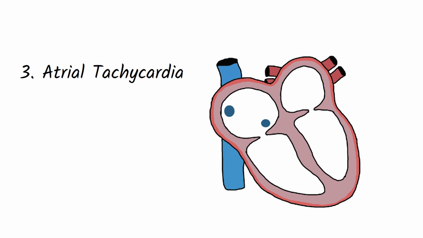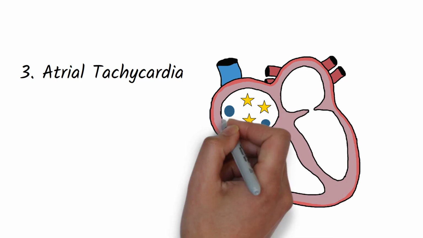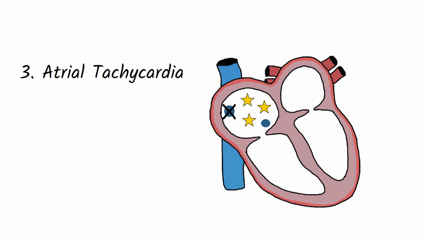This is actually not a very common type of supraventricular tachycardia. Atrial tachycardia is when the electrical signals originate in the atria other than the sinoatrial node, causing an atrial rate of more than 100 beats per minute.